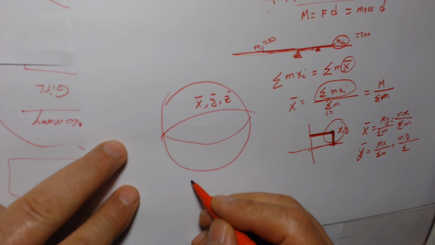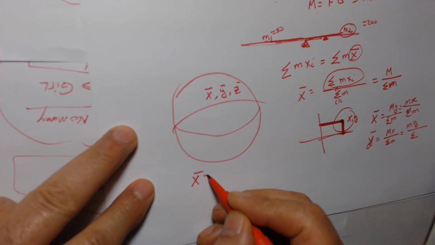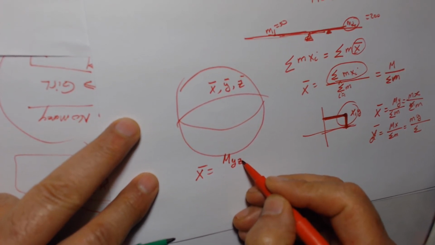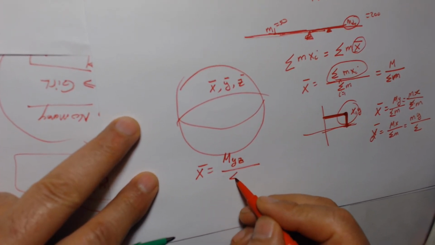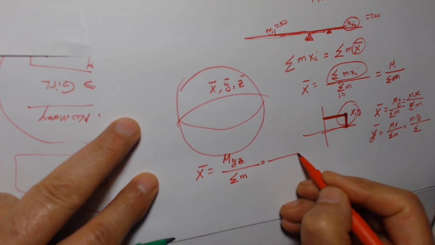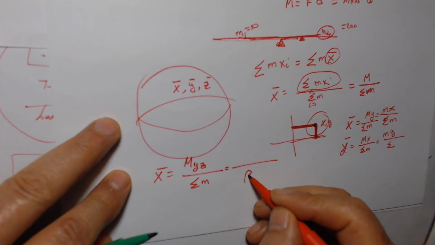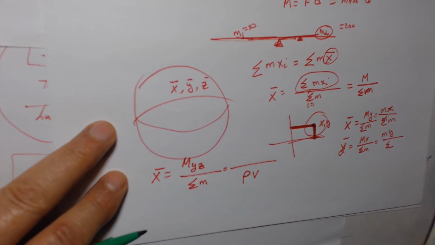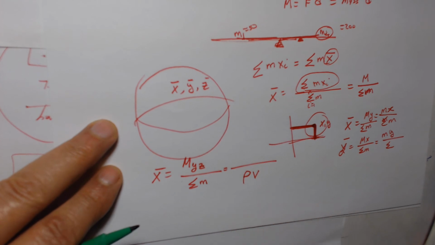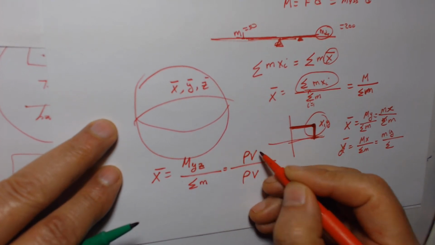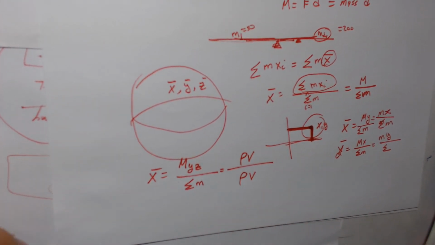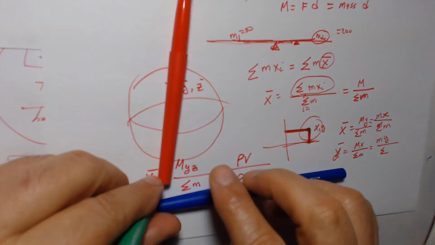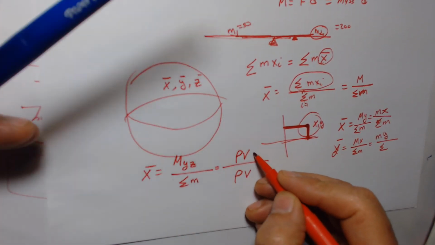Therefore, the x bar is going to be the moment about the y and z over the sum of the masses. What is the mass? Mass is rho times the volume. Then you need that triple integral. And what is the moment? Moment is the mass times distance. Oh, what is the distance away from yz? It is x.